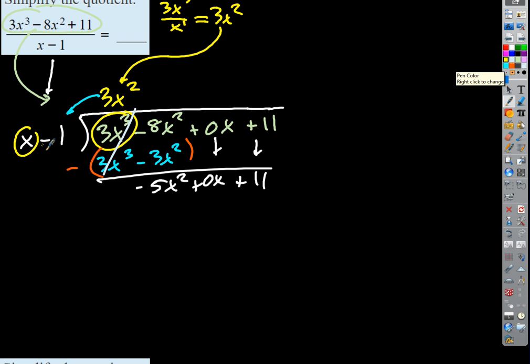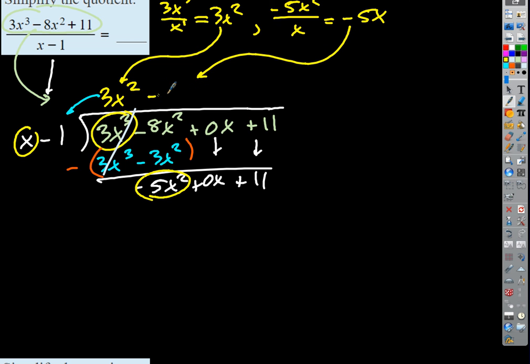So now I got to divide x into negative 5x squared, right? So what is negative 5x squared divided by x? Negative 5x, right? Good. And so that becomes the next term of my answer. What do I do when I get a number up here, or in this case a term? Multiply, right? I multiply out front. So negative 5x times x is negative 5x squared.